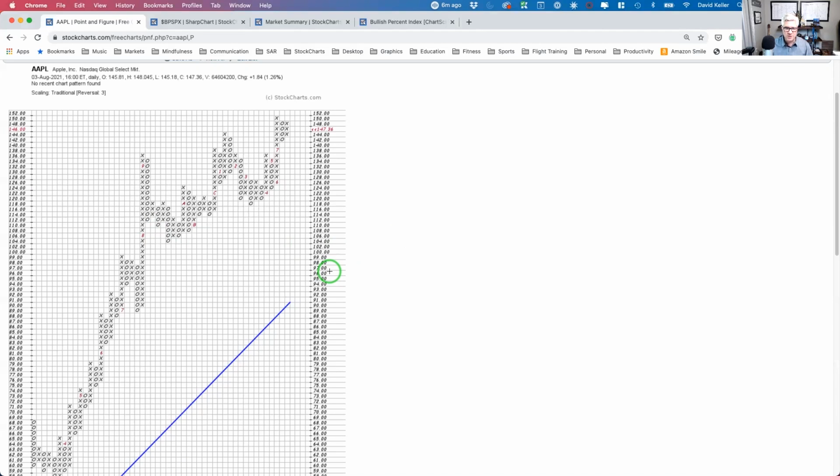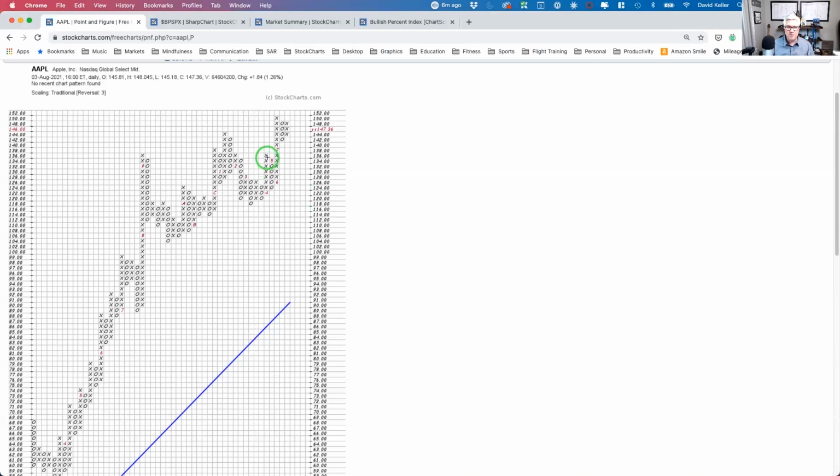This indicator was actually created by Abe Cohen, and if you've used point and figure charts today, you probably are inspired by Abe's work or by people who were inspired by Abe's work. So he really popularized this technique with a lot of investors and a lot of technical analysts.